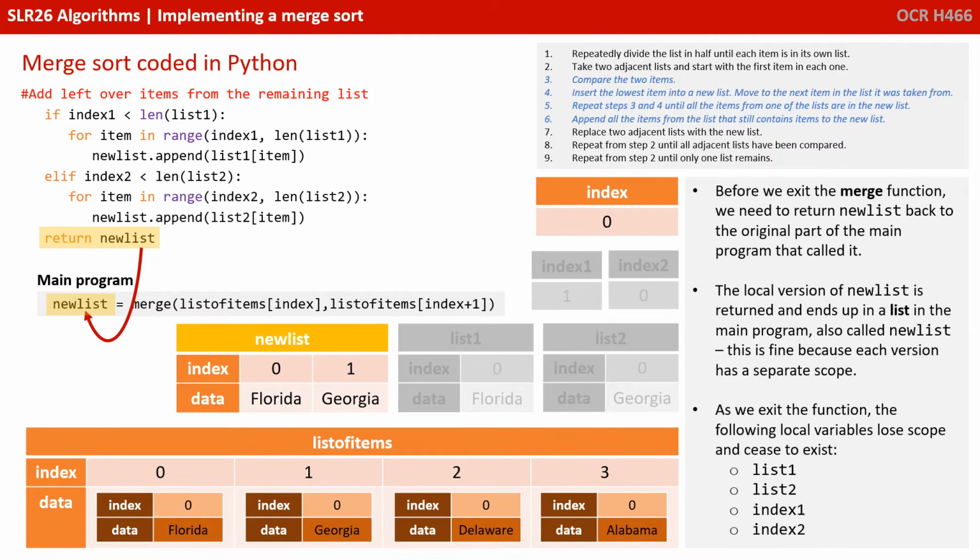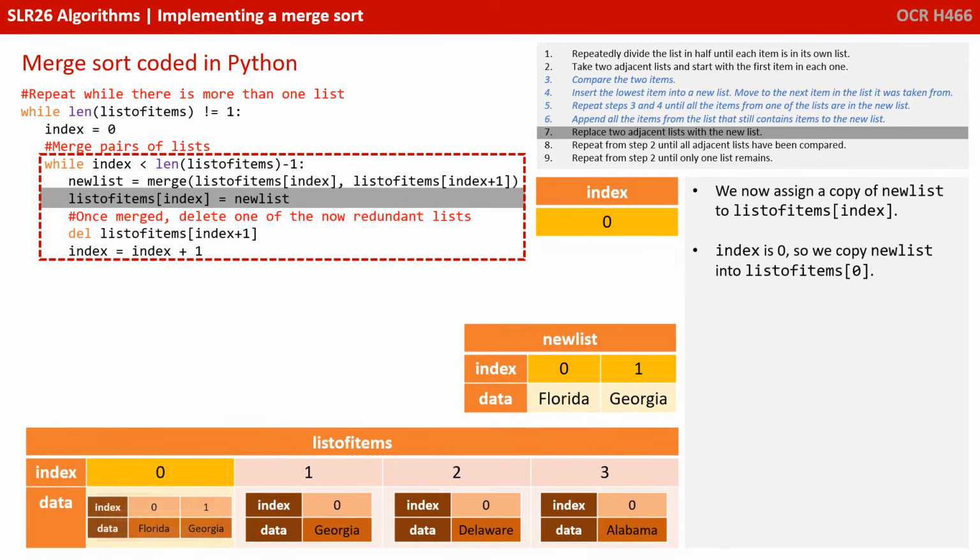Before we exit the merge function, we need to return new list back to the original part of the main program that called it. The local version of new list is returned and ends up in a list in the main program, also called new list. And remember, this is fine because each version has a separate scope. As we exit the function, the following local variables lose scope and cease to exist: list 1, list 2, index 1 and index 2.